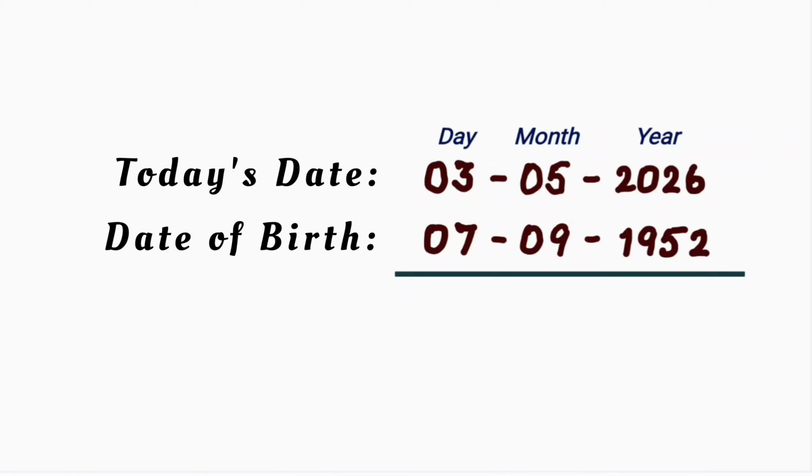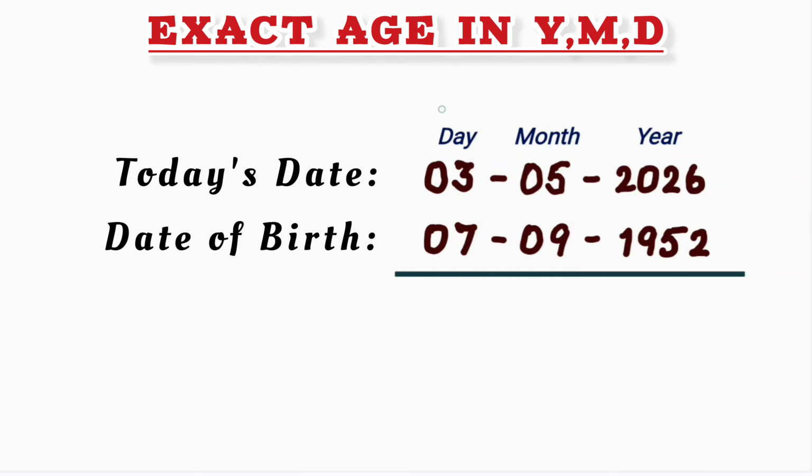Today's date is given as 3rd May 2026, and if the date of birth lies on 7th September 1952, we have to find the exact age in years, months, and days. Always start with the day first. 3 minus 7 is minus 4, but days cannot take a negative value. To resolve that, consider today's date.